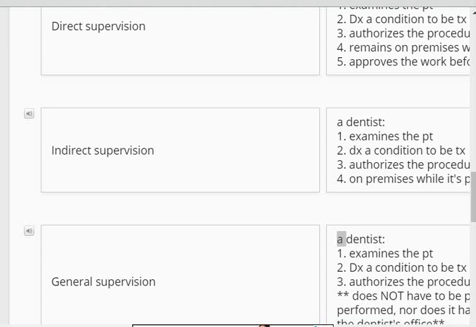What piece of equip is every dental office REQ to have? AED, automatic external defibrillator. What are the 5 acceptable methods a dental office can use to sterilize instruments? 1. Steam under pressure, autoclave. 2. Dry heat. 3. Chemical vapor. 4. Ethylene oxide. 5. Disinfectant/sterilant.